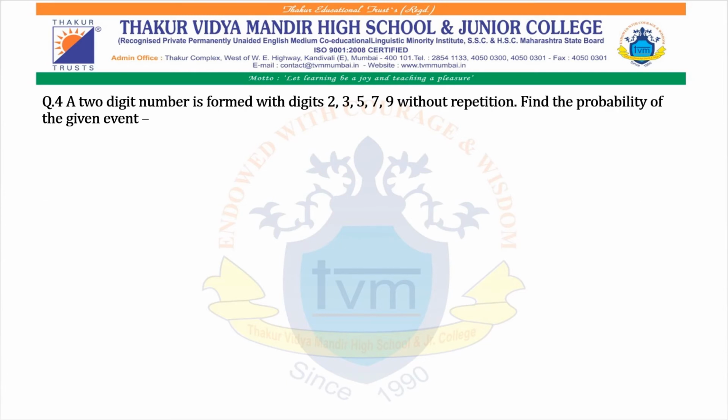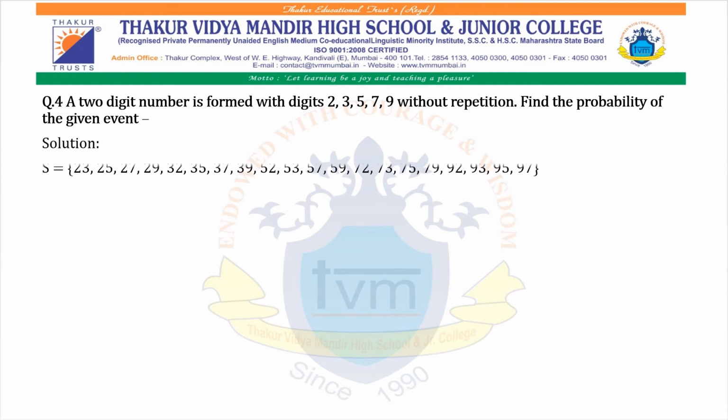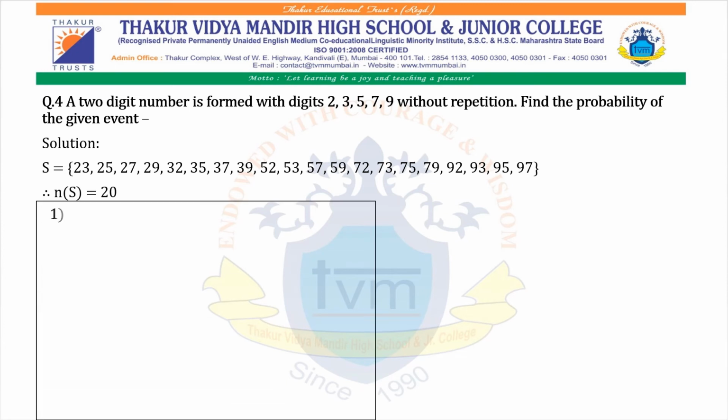Question 4. A two-digit number is formed with digits 2, 3, 5, 7, 9 without repetition. Find the probability of the given event. Let's see the solution. S is equal to 23, 25, 27, 29, 32, 35, 37, 39, 52, 53, 57, 59, 72, 73, 75, 79, 92, 93, 95, 97. Therefore, n of S is equal to 20.